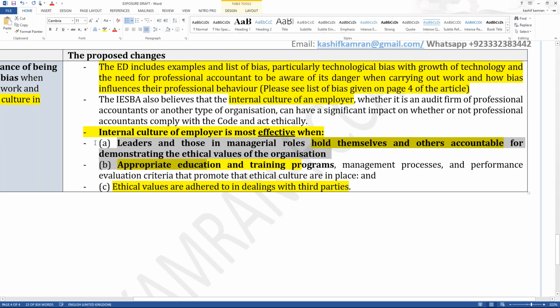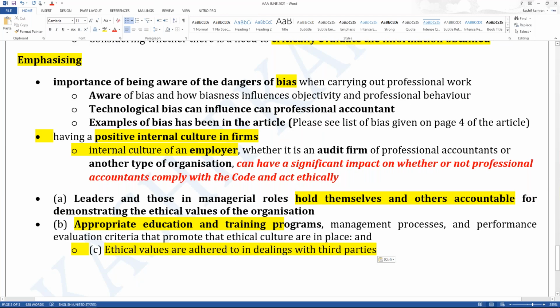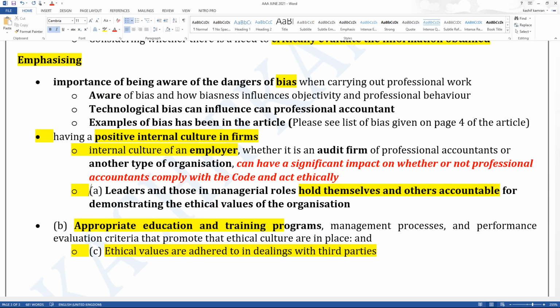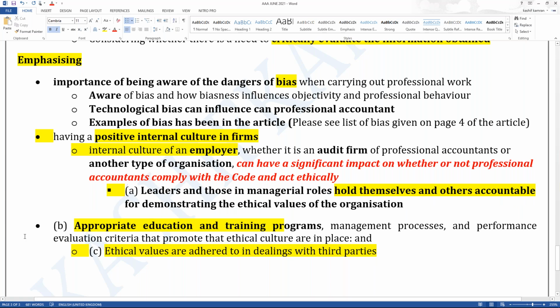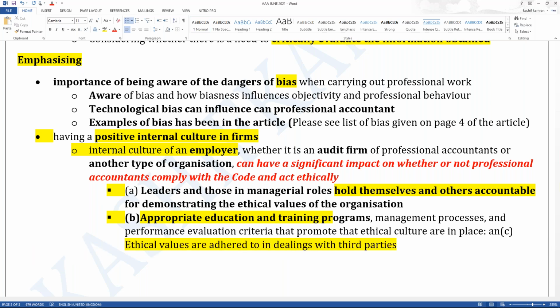A, B, C. I'm just taking the A, B, C on my Word file because they're part of the internal culture, which you should know for an exam paper. So what are three things as part of the internal culture? Number one, leaders and those in the managerial role should hold themselves accountable for demonstrating the ethical values. Number two, there should be appropriate education and training in the organization. And number C, you should follow the ethical principles when you are dealing with the third parties.